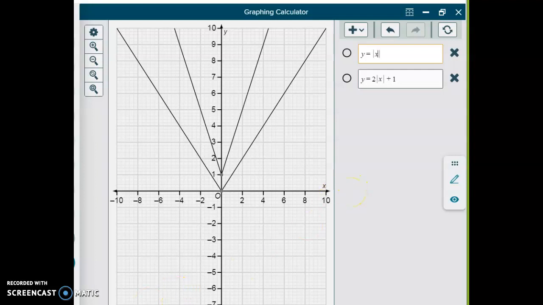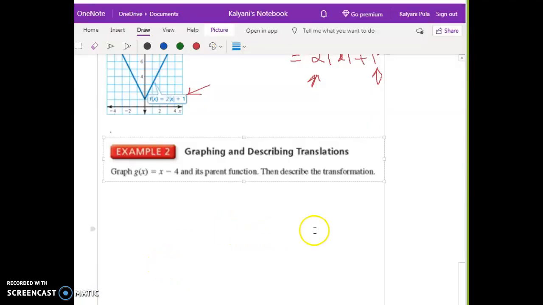Okay, so the next question is, we have g of x equals x minus 4, and it's a parent function. Describe the transformation. So what's happening? First of all, for this question, the parent function is y equals x, or g of x equals x. Okay, so that's the parent function.